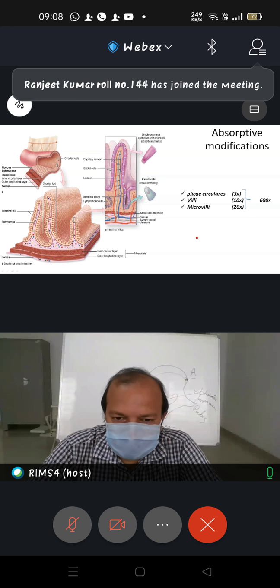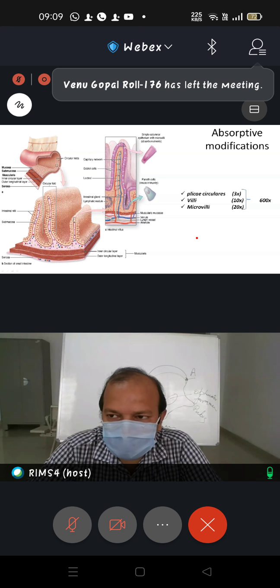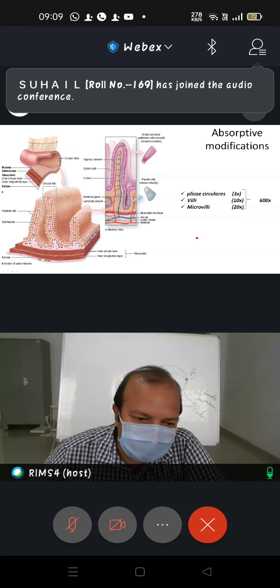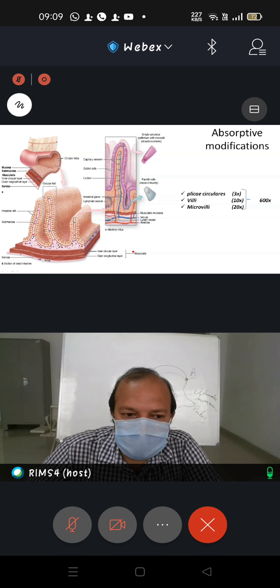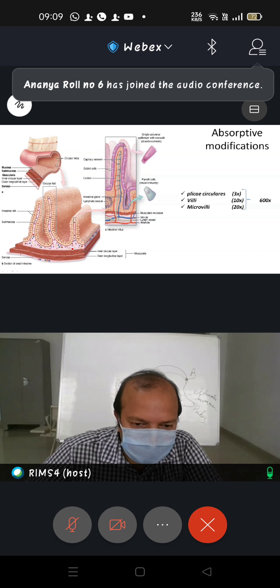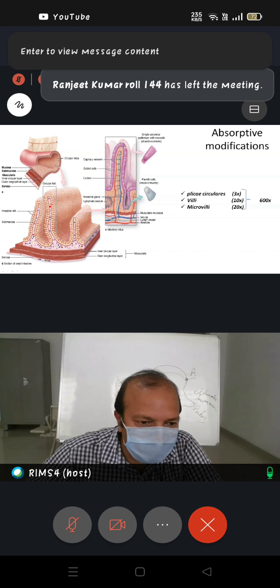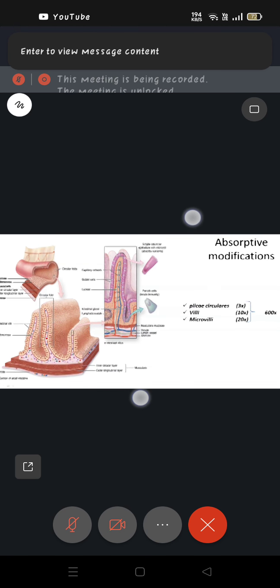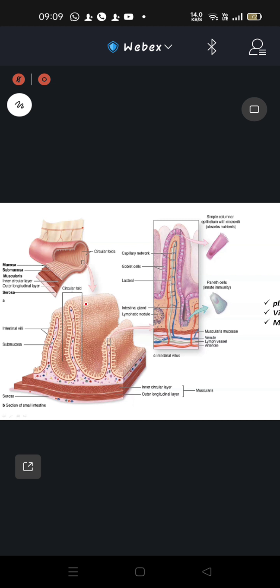So there are three folds. The initial fold is known as plica circularis, or circular fold, or semilunar folds. These plica circularis increase the surface area by 3 folds. You can see the plica circularis as shown here. It is the folded mucosa having the core of the submucosa. This folded mucosa is in a circular fashion, and it is a permanent fold, not a temporary fold.